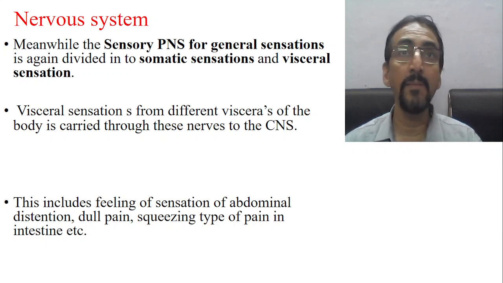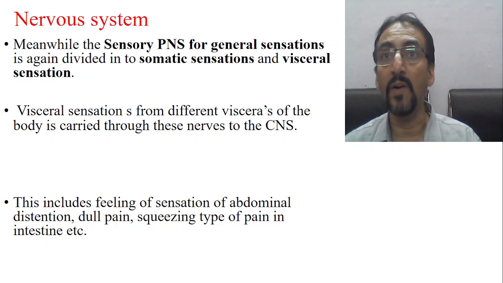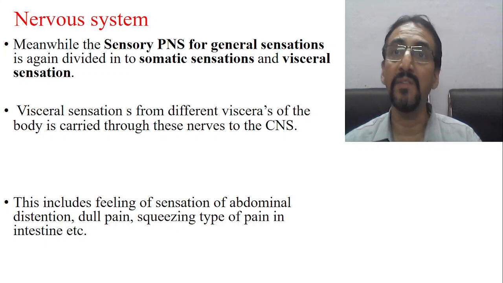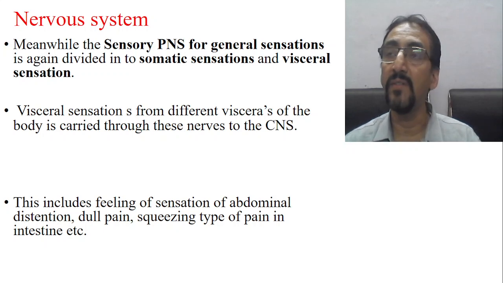Somatic means something related to skin and the peripheral part. Visceral means from the organs. There is sensation in the organs also, so that has to be carried. And in the skin and subcutaneous area there is sensation too, and that also has to be carried. So this is how the sensory peripheral nervous system is divided basically into special as well as general. Now the general is again divided into somatic as well as visceral.